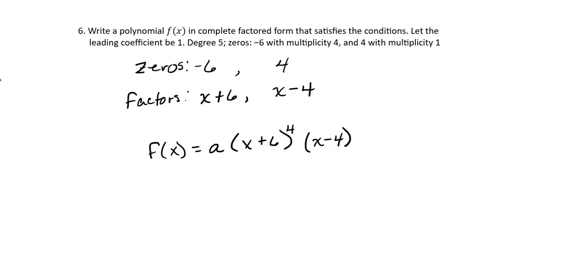Now, if I have 4 factors here and 1 factor here, altogether I've got 5 factors, 5 zeros, and because my degree is 5, I know that that's correct. I'm told that my leading coefficient is supposed to be 1, so that means a is 1. I don't really need to write 1 there. It's understood to be 1. Just like on this last factor, I don't need that exponent of 1. So that's my answer.